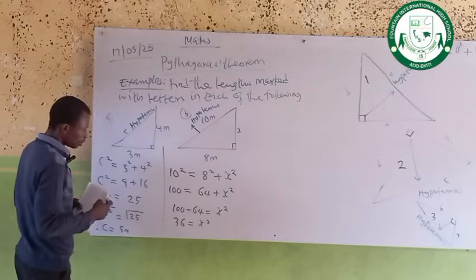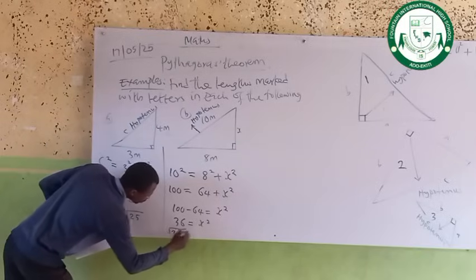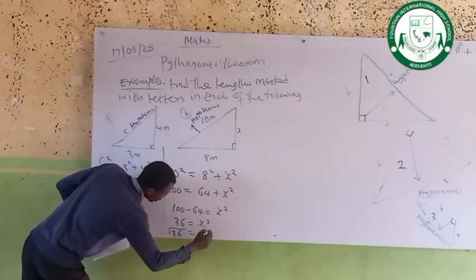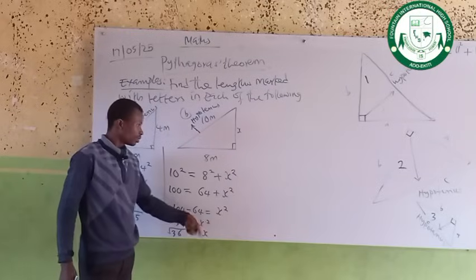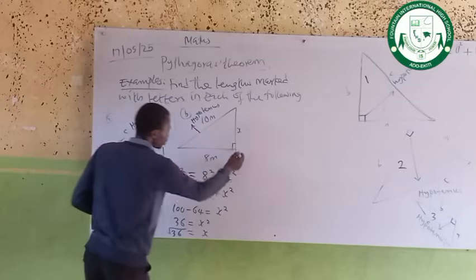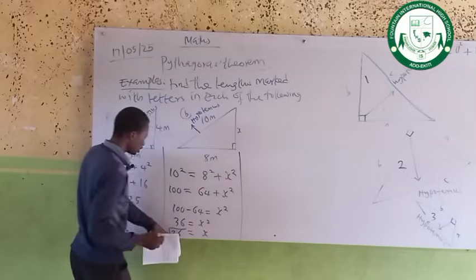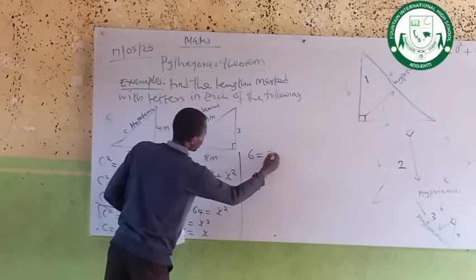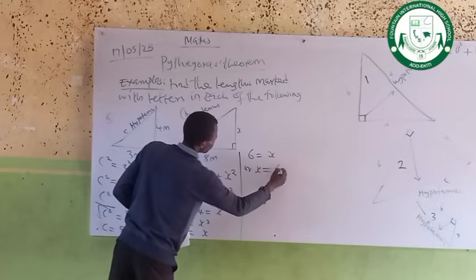So we get the square root of both sides. That we have the square root of 36 equals x. When you put square root here, this square will vanish away. So you are going to have your answer to be square root of 36 is 6. 6 equals to x, or you say x equals 6 meter.